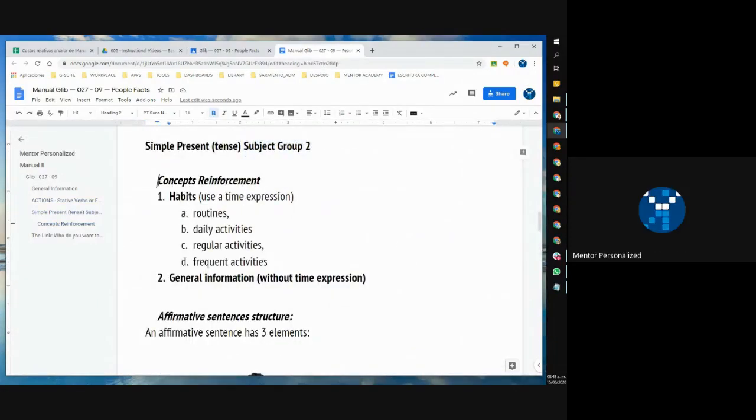Very good. The concept reinforcement: remember that simple present is basically used to talk about habits and general information or facts. Repeat: habits, general information, or facts. Very good.